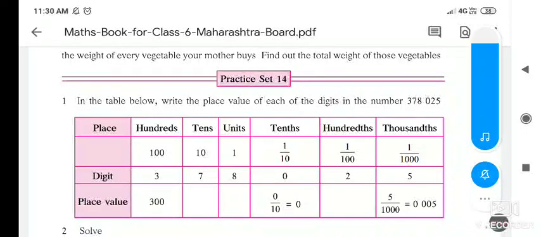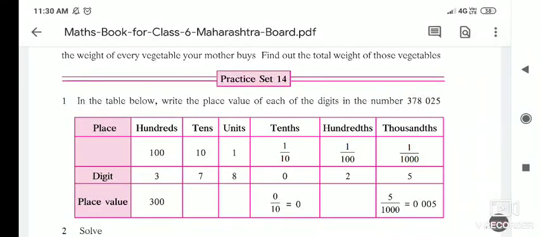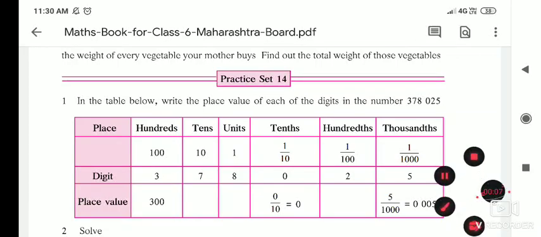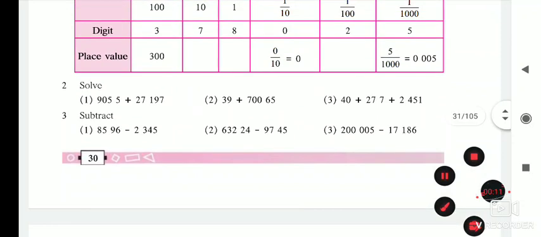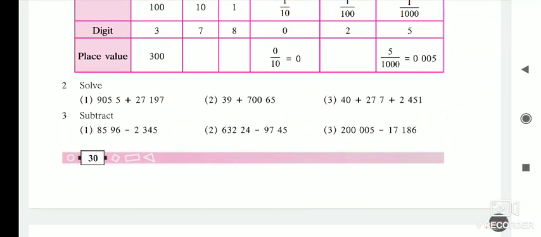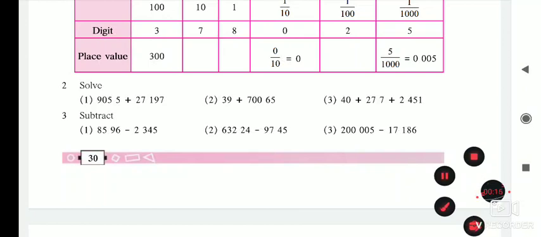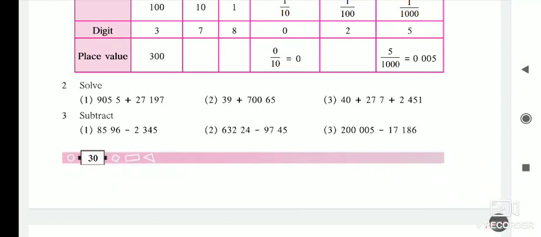Hello students, today we'll see operations on decimal fractions. Today we will see subtraction of a fraction. Yesterday we saw how to do the addition of fractions, and I told you to solve the second question from this. Now you have to solve question number 3, and that is how to do the subtraction, which I will explain to you.